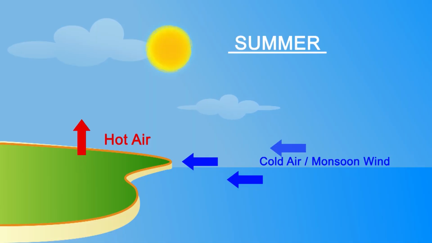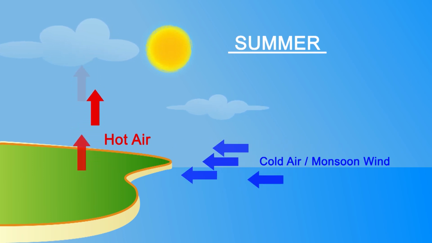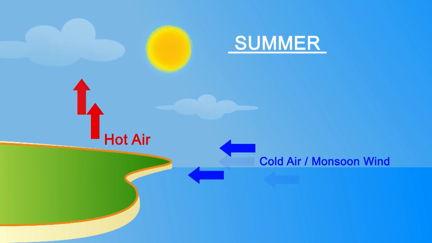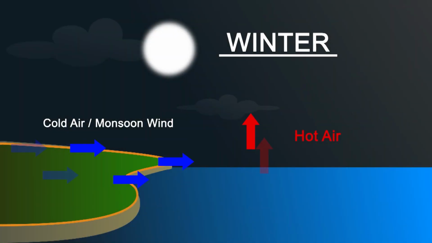In summer, near the equator, the land warms up faster, and most of the time the temperature of the land is higher than that of the water in the oceans. The air over the land gets heated and rises. This causes the winds to flow from the oceans towards the land. These are monsoon winds. In winter, the direction of the wind flow gets reversed. It flows from the land to the ocean.